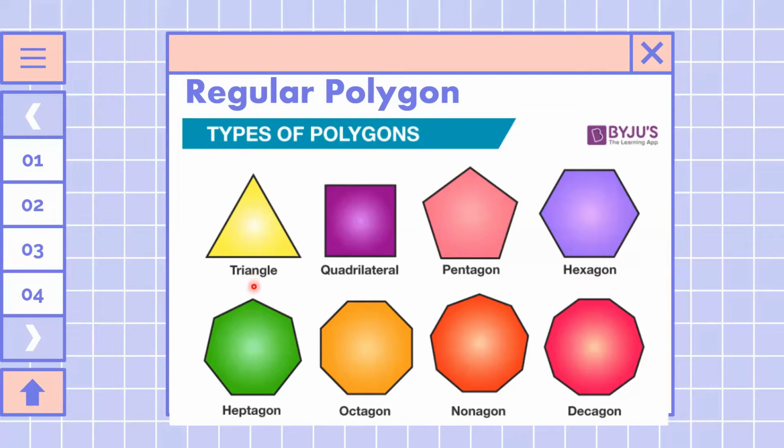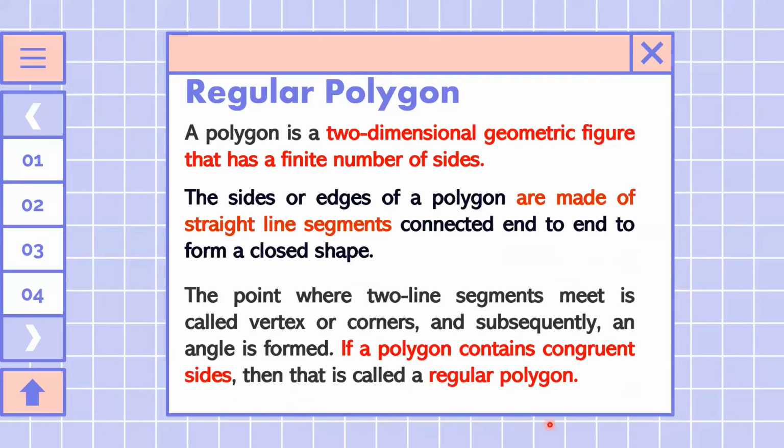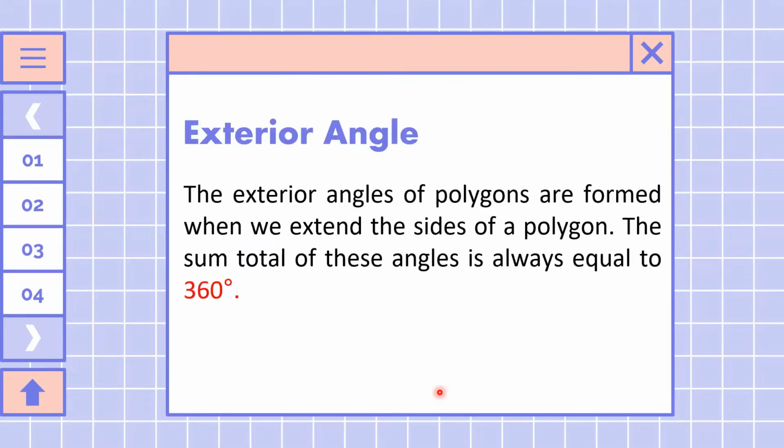So now we have here types of polygons: triangle, quadrilateral, pentagon, hexagon, heptagon, octagon, nonagon, and decagon, and more other polygons. So balik ta sa definition, if a polygon contains congruent sides, meaning equal iyahang sides or equal ang iyahang angle, therefore ang ginatawag ana is regular polygon. So now let's discuss unsa ang exterior angle. So, pag regular polygon, iyahang angles are congruent or equal ang iyahang measure.